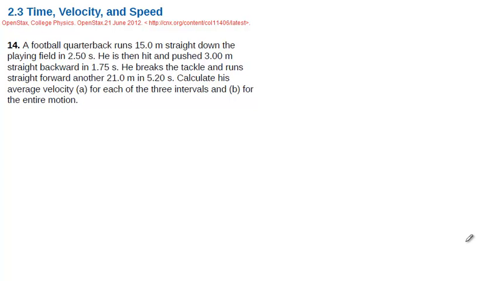Let's take a look at problem 14 under the section time, velocity, and speed from OpenStax College Physics. We have a football quarterback who runs 15 meters straight down the playing field in 2.50 seconds. Let us assume that he starts from here, and the starting position is here and he is running downwards. Let's assume that this is the down position.